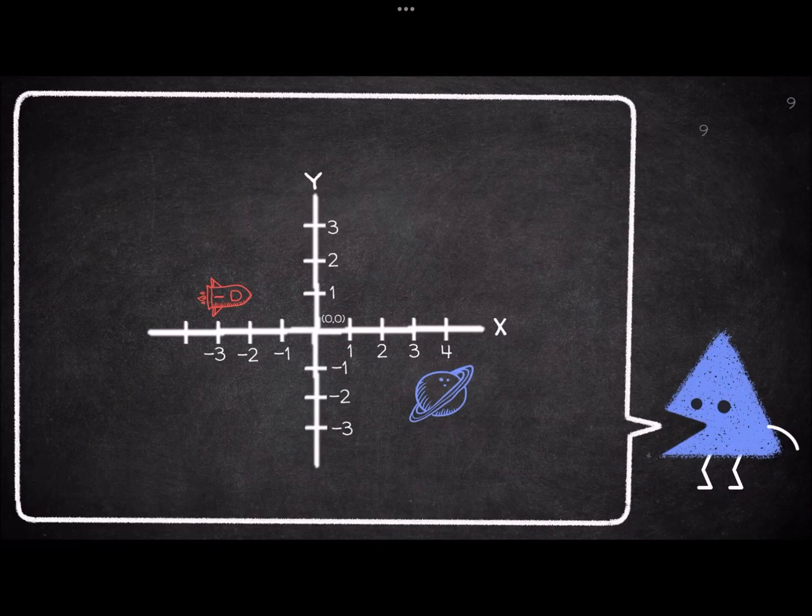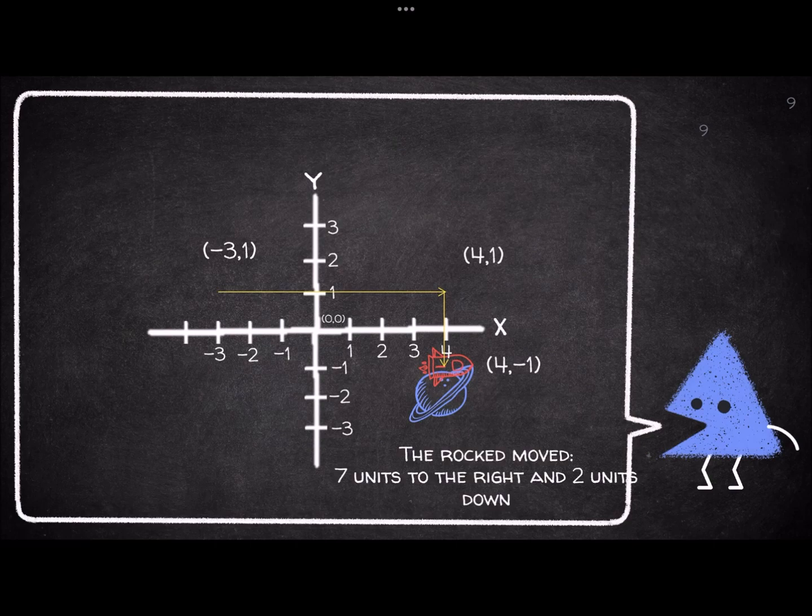The spaceship is in coordinates -3 and 1, so he is horizontally 3 units left and 1 unit up. First, he does the horizontal movement, so he ends up in 4 and 1, because he moved 7 units right. Now he moves down and ends up in 4 and -1, moving 2 units down. So the rocket moved 7 units to the right and 2 units down.